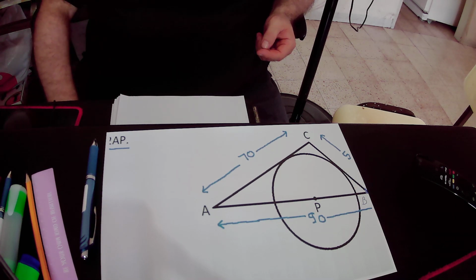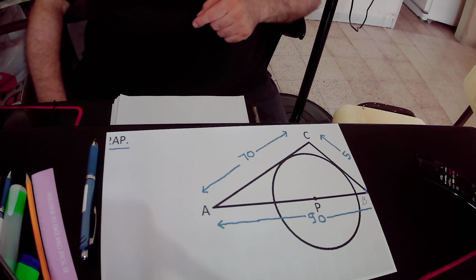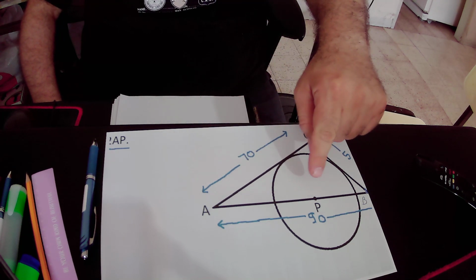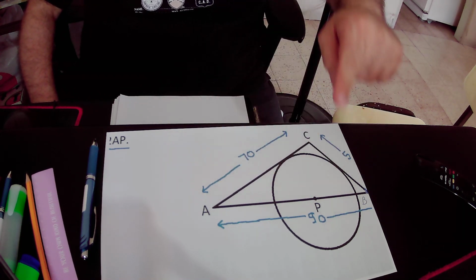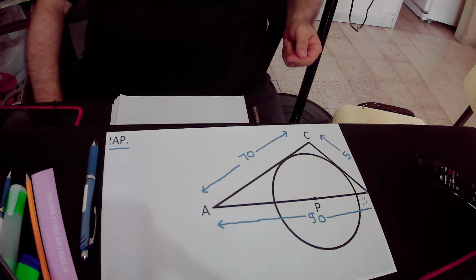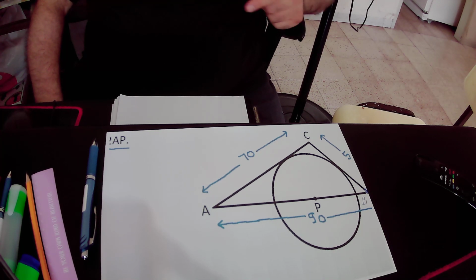Hello, in this lecture we will find the value of 2 times AP, or the size of 2 times AP. In the picture we have triangle ABC.